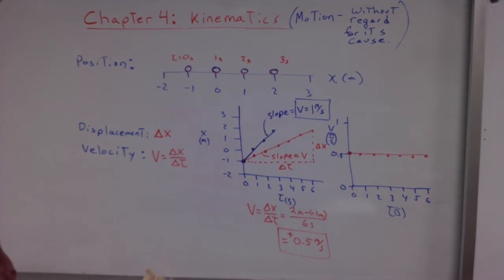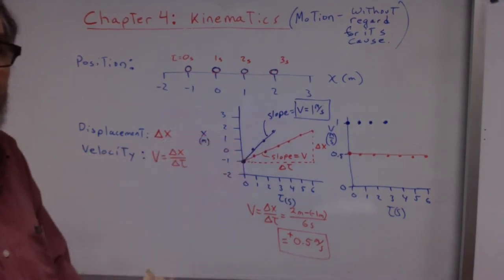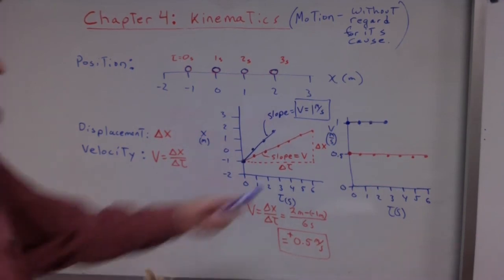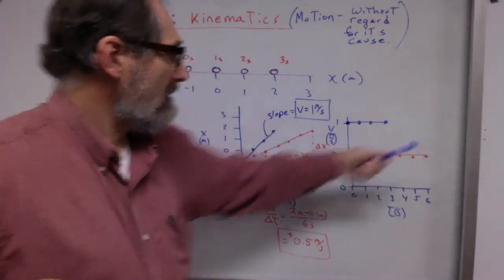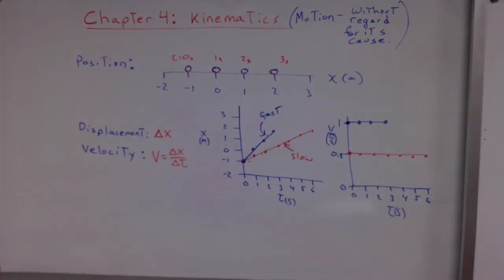How about the fastball? Right from the start, it's going 1 meter per second. At every second along here, it's traveling the same speed. It's all 1 meter per second. Now, why don't I continue that line all the way out to here? I don't have any more data than that. So just to review, the blue is the fastball, higher slope. The red is the slow ball.